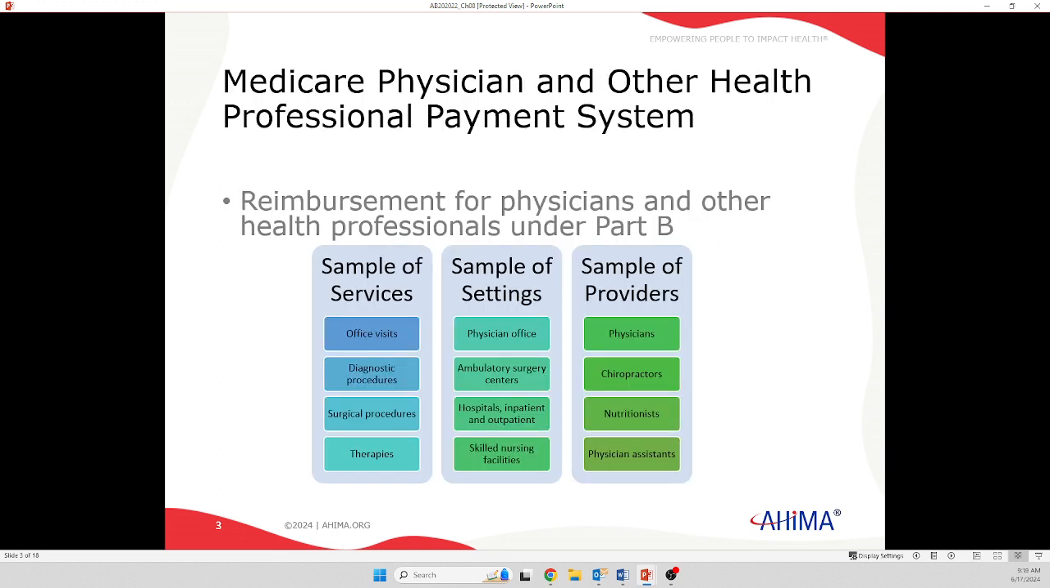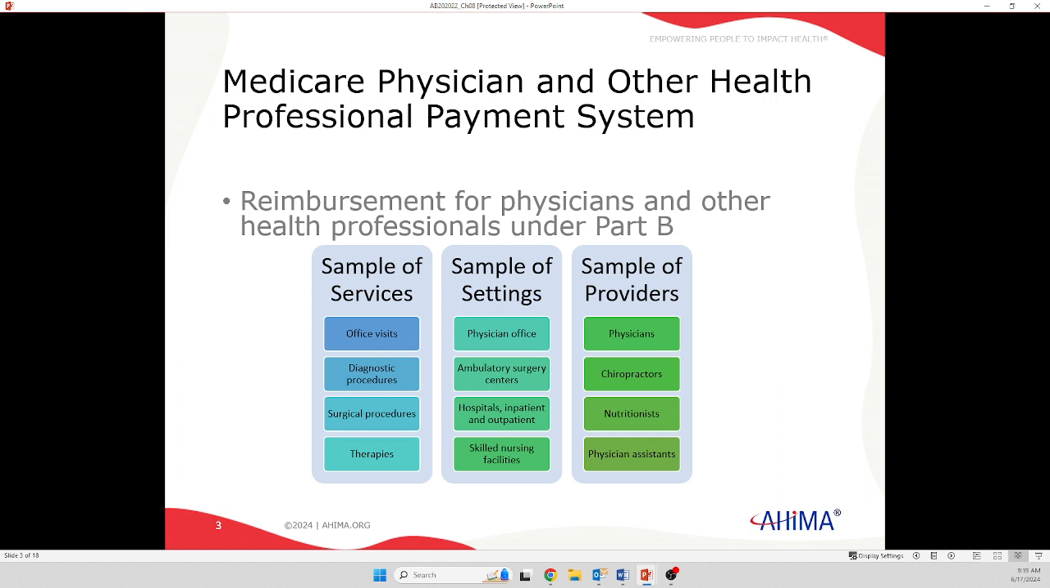So reimbursement for physicians and other health professionals occurs under our Medicare Part B. This is some of the services. We have office visits, diagnostic procedures, surgical procedures, therapies. They can occur in various settings, such as the physician's office, ambulatory surgery centers, hospital inpatient, outpatient, skilled nursing facilities, as well as outpatient dialysis centers and hospice.